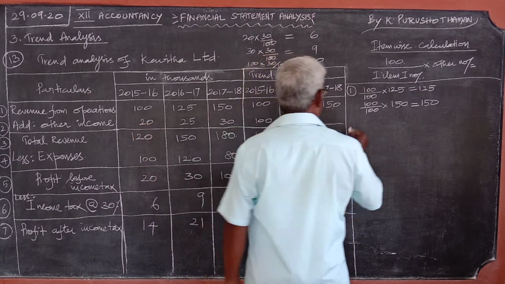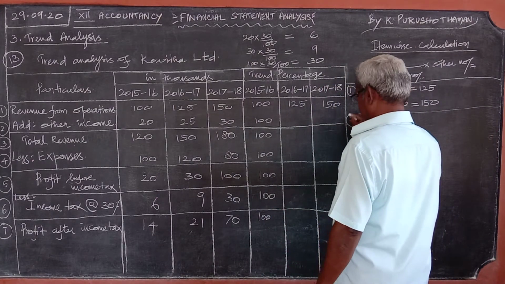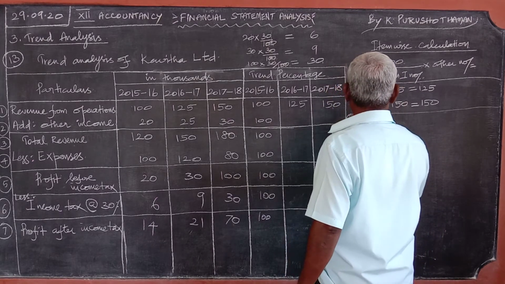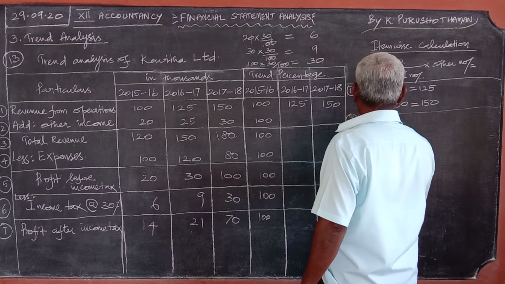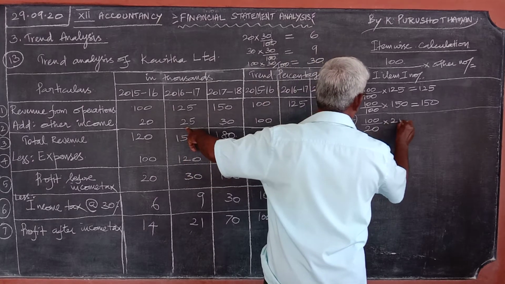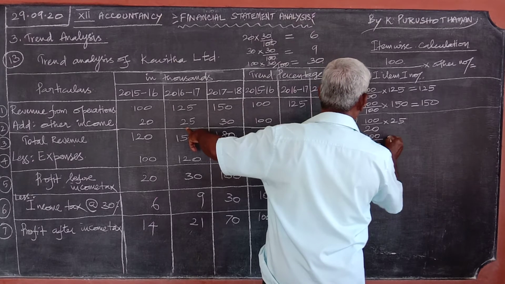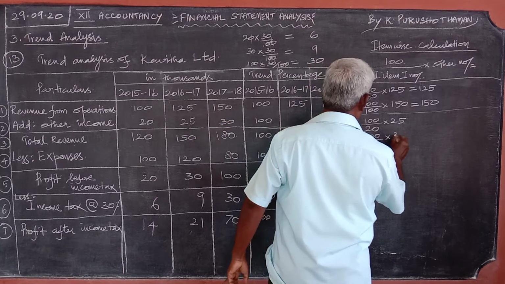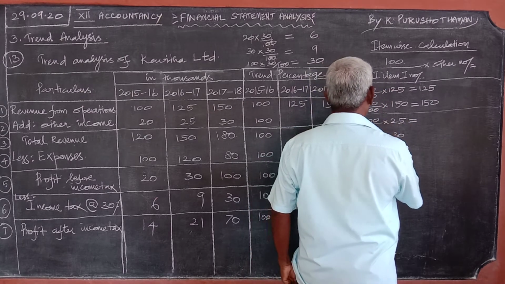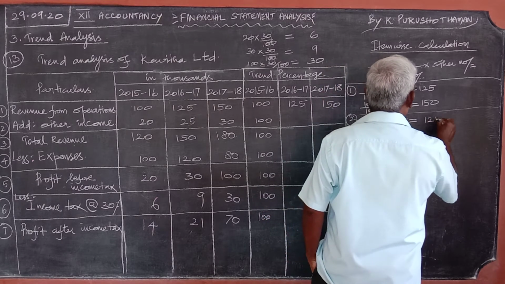Then go to the second item. This first one is over. Second item. What is in second? 100 by the first number, 20, then the next one into 25. 100 by 20 into 30, the next number. You find it 5 times. 100 by 20, 5 times 5 into 25, 125.